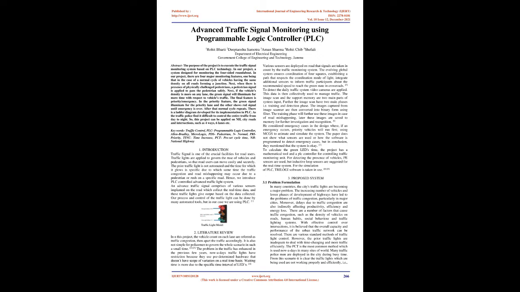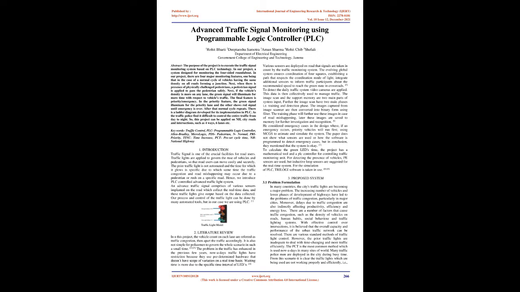1. Introduction. Traffic signal is one of the crucial facilities for road users. Traffic lights are applied to govern the routes of vehicles and pedestrians, so that road users can move easily and securely. The prior traffic light is not automated and the time for which it glows is fixed, due to which sometimes traffic congestion and road mishaps may occur due to a pedestrian or rush on a specific road. Hence, we introduce a PLC-controlled advanced traffic light system.